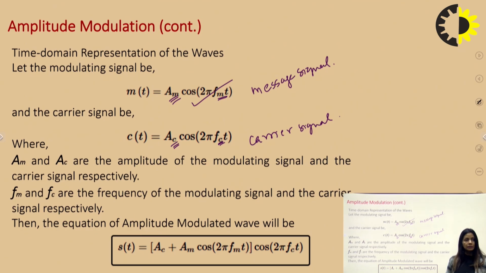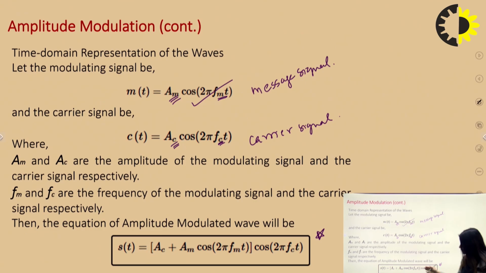Now the resultant equation, which comes from the amplitude modulation, after this process, the amplitude modulated wave, the standard equation can be written as (AC plus AM cos 2 pi FMT) whole bracket cos 2 pi FCT. So this is my standard equation of the amplitude modulated wave, and which is very important.